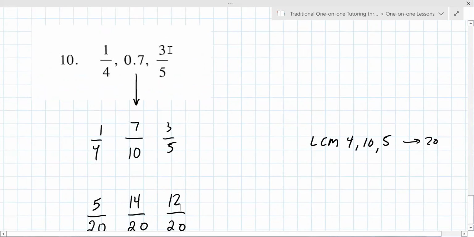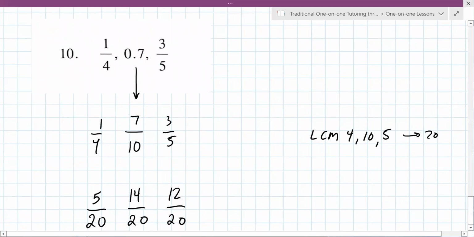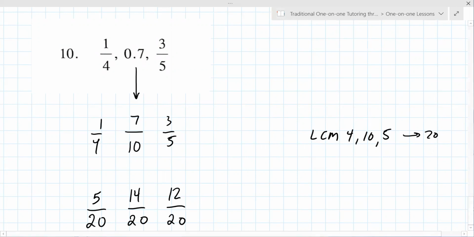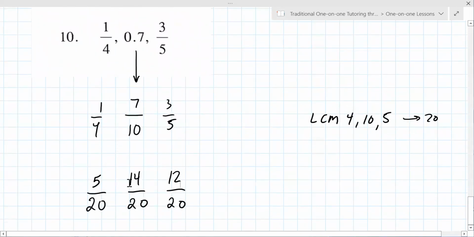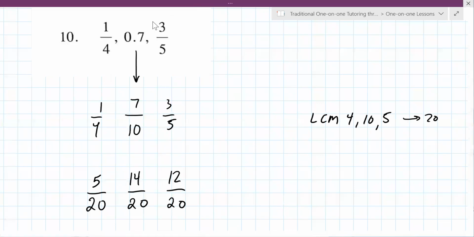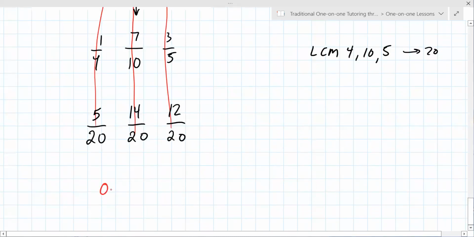Okay, so when it says to order them from greatest to least, the answer is not these numbers, it's the original numbers. So you have to map them back. Like you have to map back that this is that one, and that's that one, and so on. So your answer is 0.7 is the greatest, comma, 3/5 is the next greatest, comma, 1/4 is the next greatest.